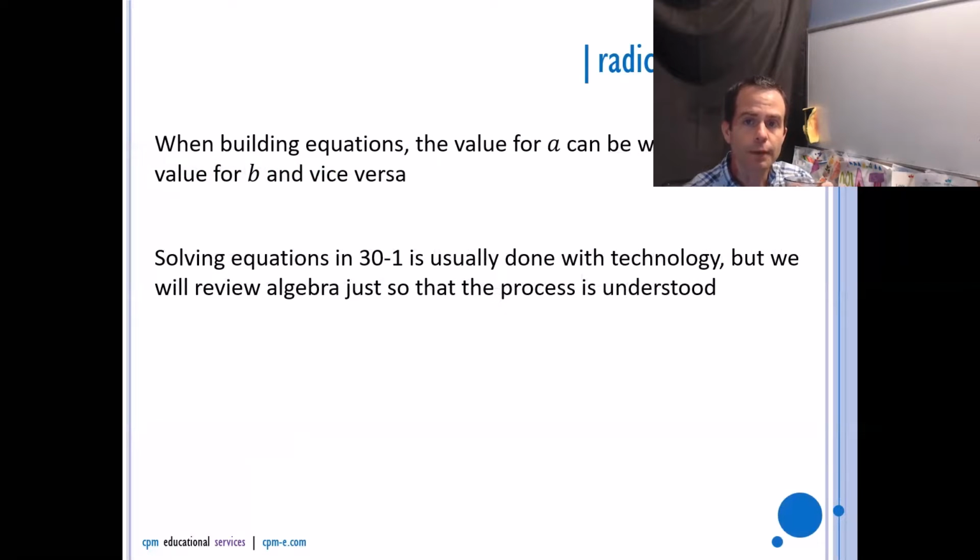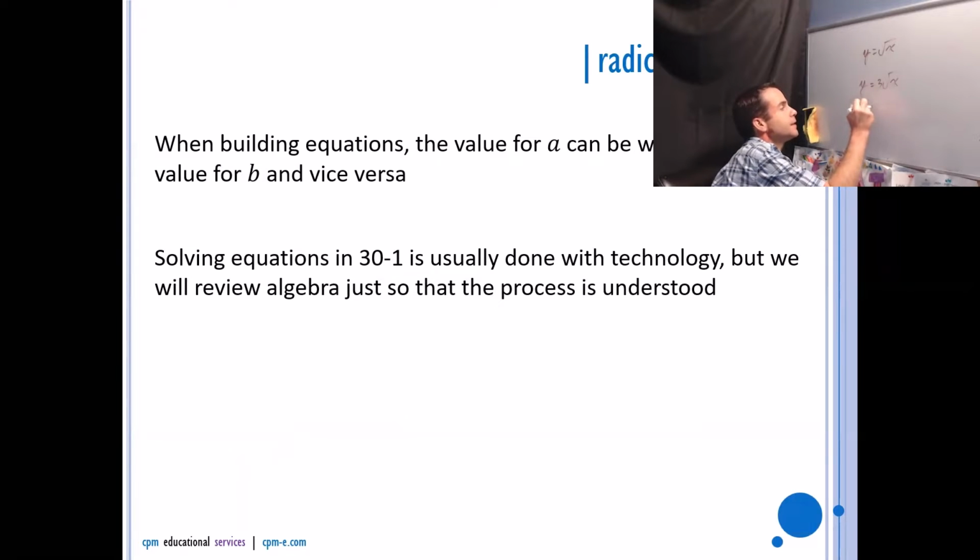Okay, when building equations, the value for a can be written as a value for b and vice versa. So just a little quick conversation around that. If I told you your base function was y equals the root of x, and then I said, okay, let's take a look at y equals 3 root x. You would tell me that that is taking y equals the root of x and performing a vertical stretch by a factor of 3 on it, okay? Vertical stretch by a factor of 3.